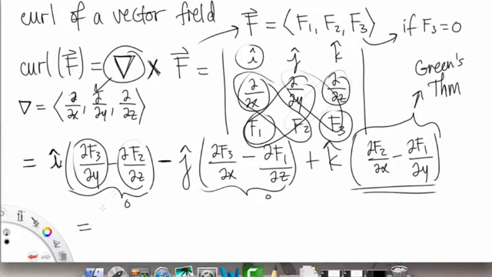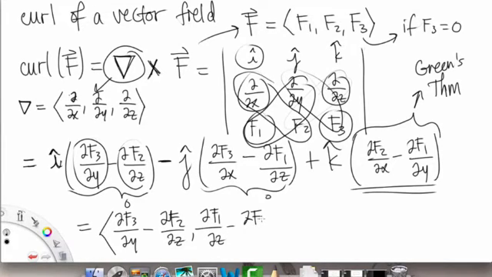But anyways, a different way to write all of this i hat, j hat, k hat stuff is the following way. You would just write partial of f sub 3 with respect to y minus partial f sub 2 with respect to z. And then here the minus signs flip, right? So we get partial of f sub 1 with respect to z minus partial f sub 3 with respect to x. And our last component stays the same: partial f sub 2 with respect to x minus partial f sub 1 with respect to y.